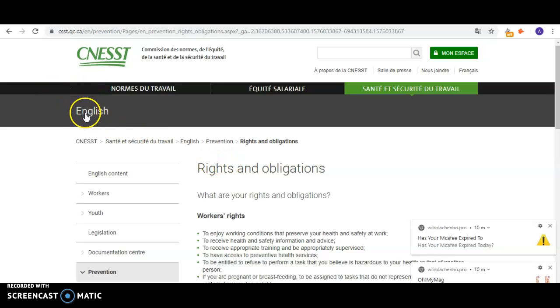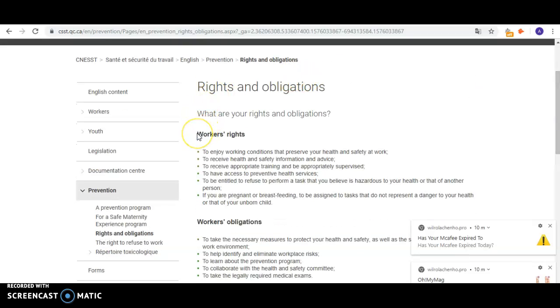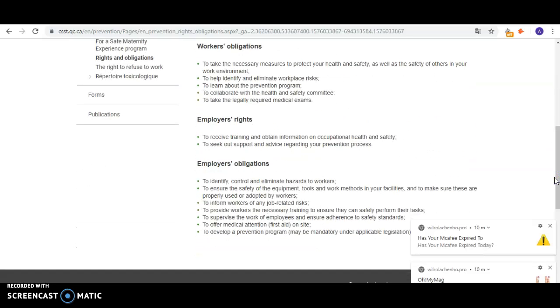corner the English version. We can see the rights and the obligations, so the workers' rights, like to enjoy working conditions that preserve your health and safety at work. There is the main right to a co-worker and a worker. Also we have the employer's rights to receive training and obtain information on occupational health and safety.